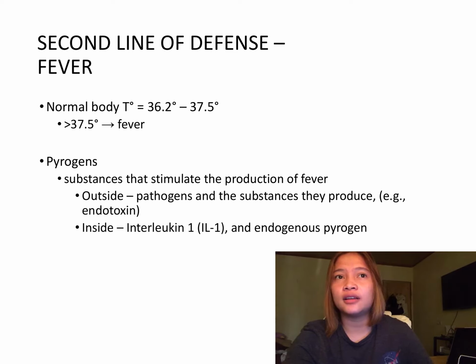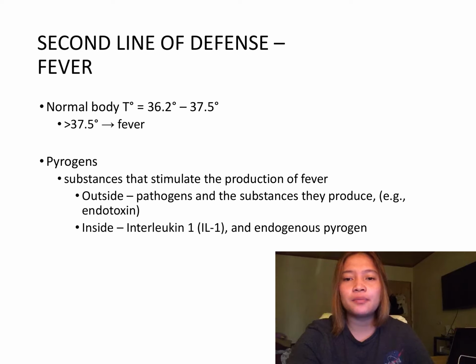Pyrogens are substances that can produce a fever. The common pyrogens are endotoxins, which are lipopolysaccharides or LPS, produced by gram-negative bacteria such as E. coli. The Limulus amoebocyte lysate or LAL test is used to detect endotoxins.